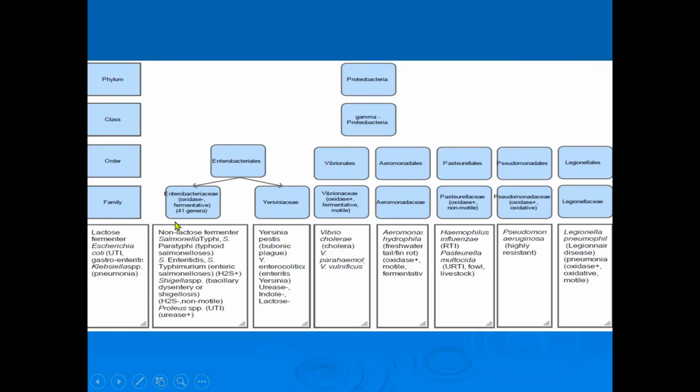In this video we'll be looking at the non-lactose fermenters in the family Enterobacteriaceae, primarily Salmonella and Shigella. The main difference between Salmonella and Shigella species is the prevalence of H2S producing species in the genus Salmonella.